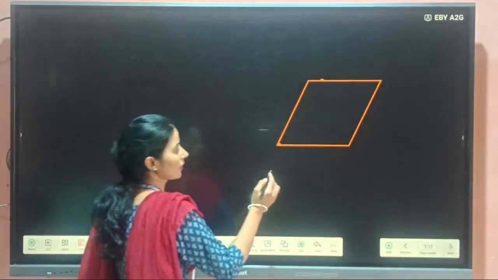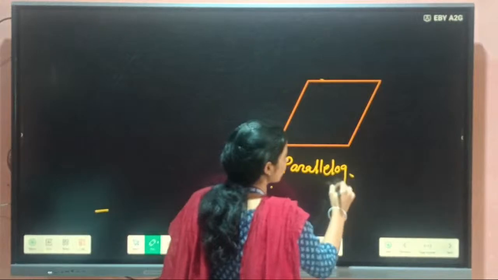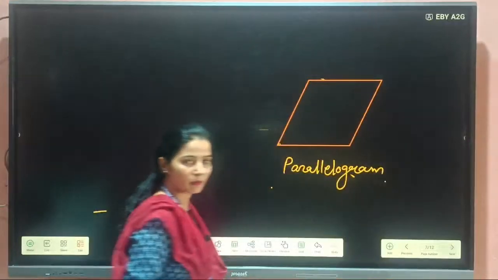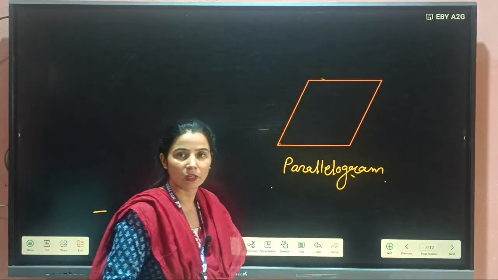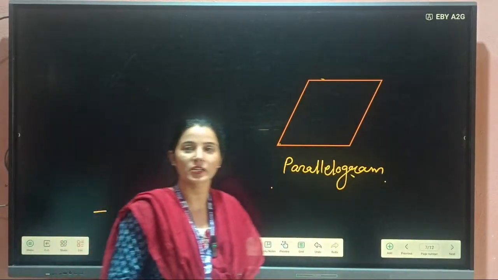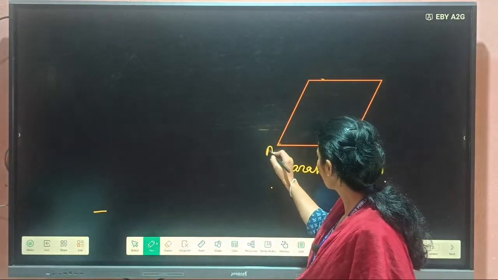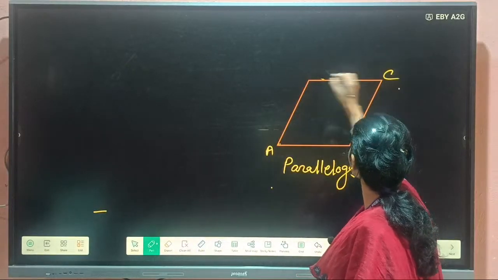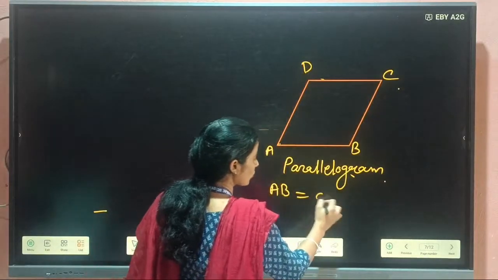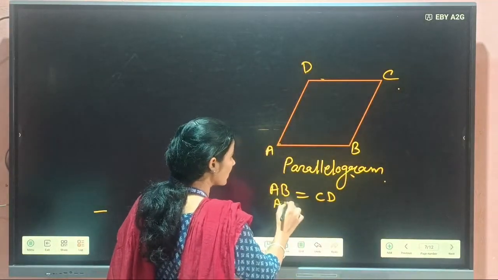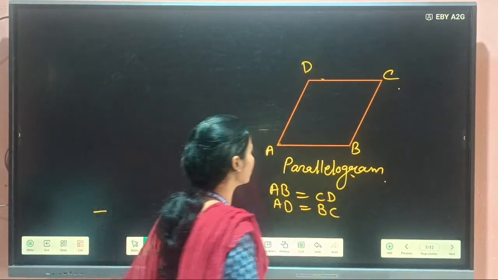Next 2D figure is parallelogram. Let us see what the properties of a parallelogram are. In a parallelogram, opposite sides are equal and parallel. Say A, B, C and D. Side AB equals CD and side AD equals BC. Opposite sides are equal and parallel.